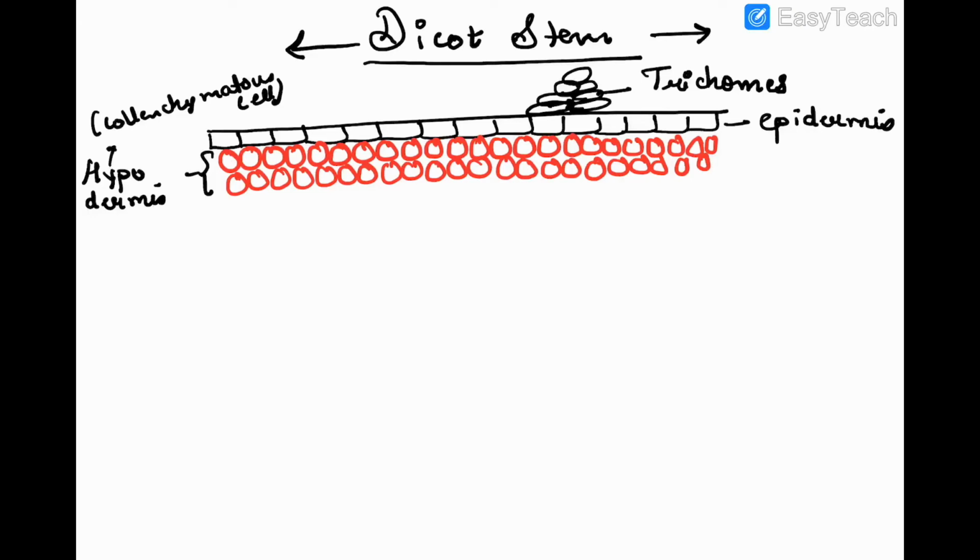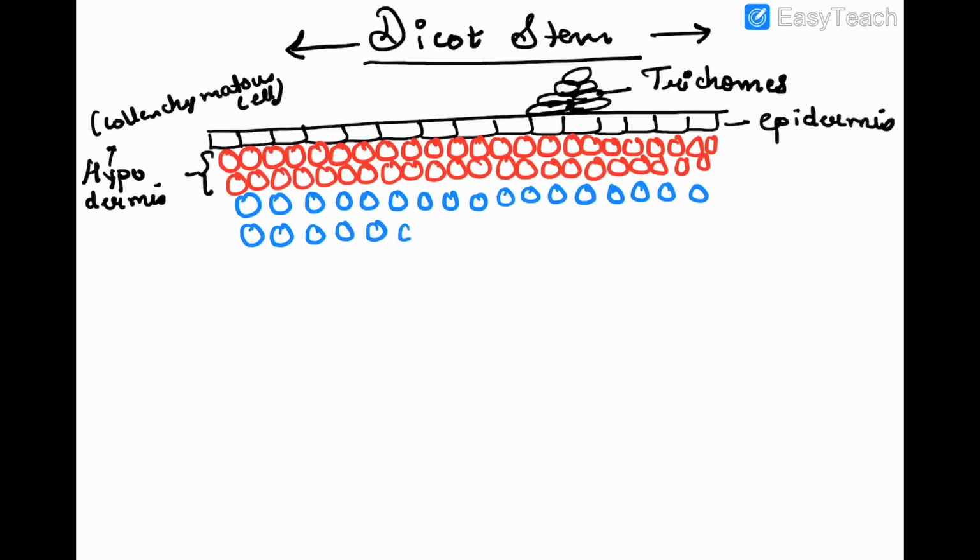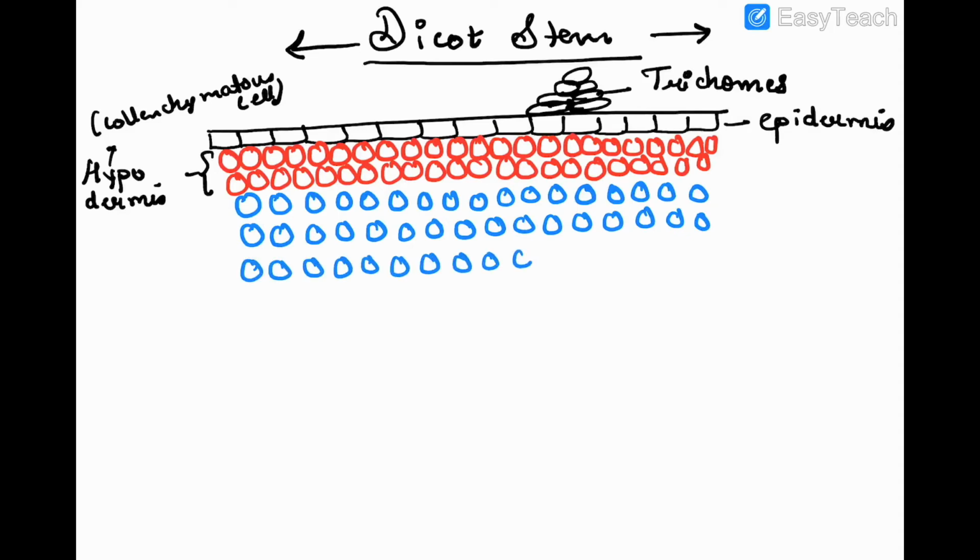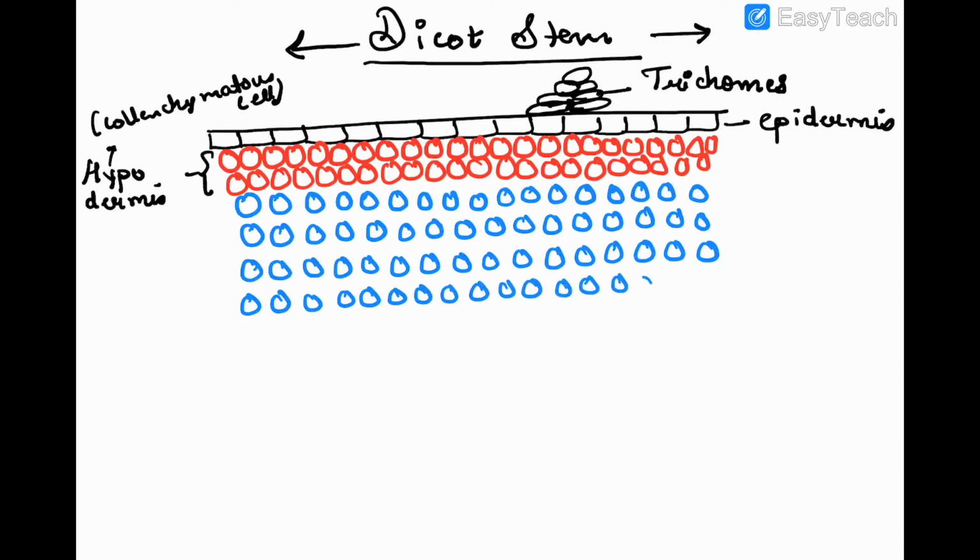And this cortex, which I am drawing in blue color, is made up of parenchymatous cells with intercellular space. So these are the parenchymatous cells with intercellular space. So this is the layer after the hypodermis, which is cortex, which is formed from parenchymatous cells.